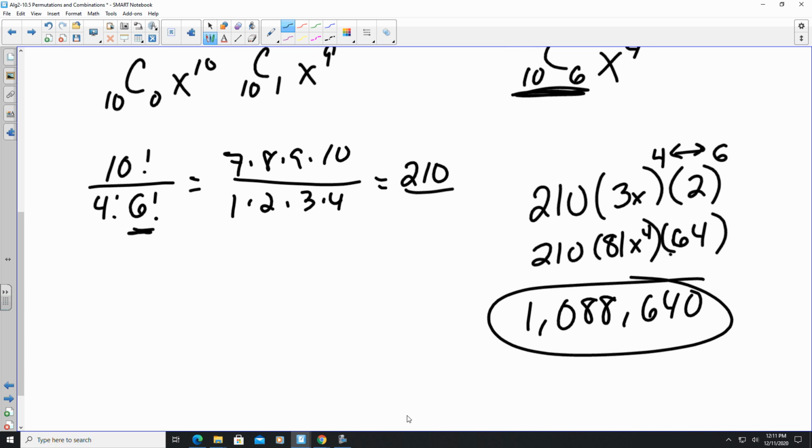And that is being able to look at permutations and combinations. Hope this helps.